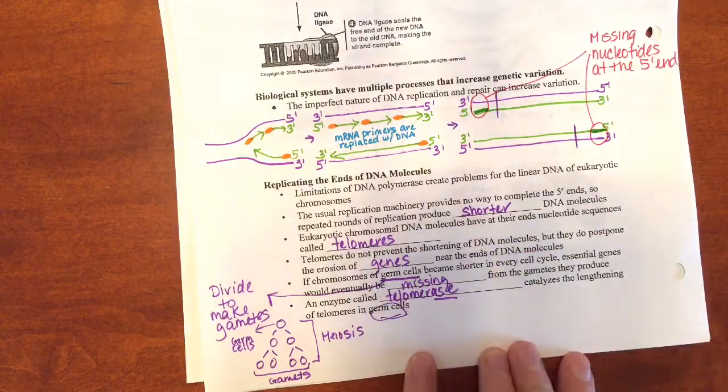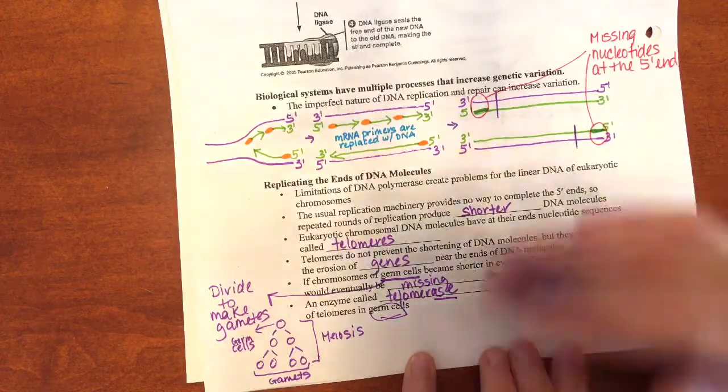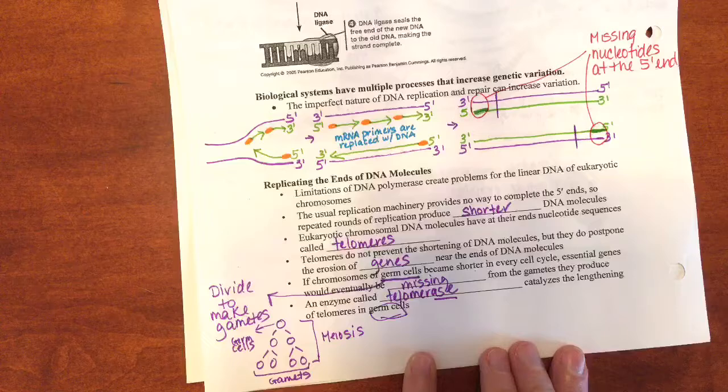Only in germ cells. So you can imagine that there's a lot of research being done with telomerase and how can we prevent the shortening of the telomeres and this whole multi-billion-dollar industry of anti-aging. It's a big deal, all right? And so there's a lot of research being done with that. And that is the end of Chapter 16.